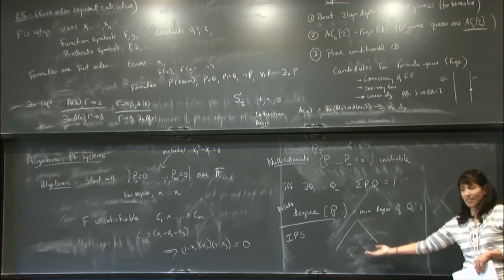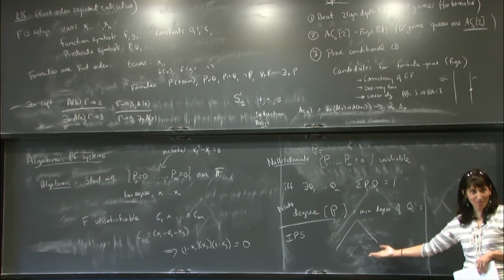Okay, now how do you verify that such a thing is a proof? You have to actually be able to verify that it's computing the identically one polynomial.